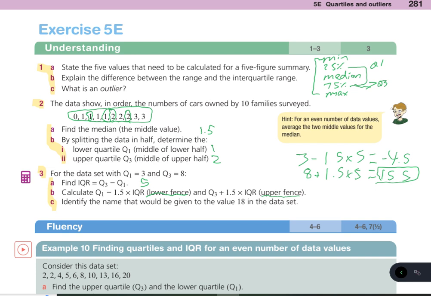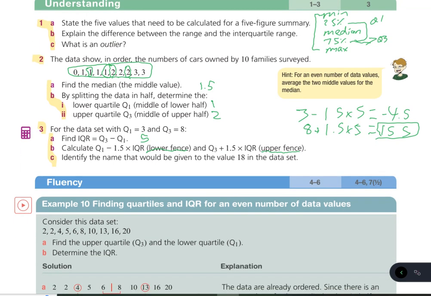Okay, everybody, we're going to be going through 5E, just a little bit of stats. So the 5 values that need to be calculated for a 5-figure summary are the minimum, the Q1 value, the median, the Q3 value, and the max. So that's what all that is.